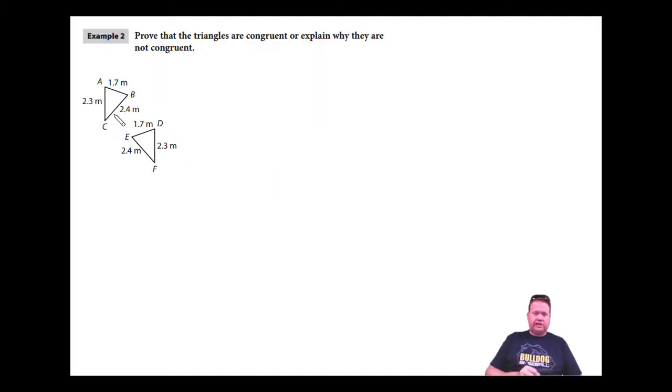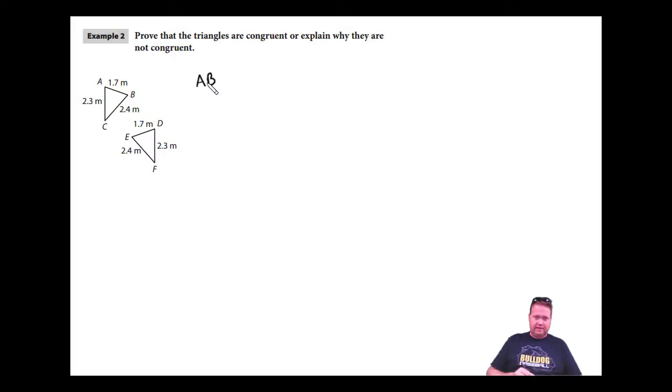Here we're looking at two triangles, and we don't have any tick marks to show us what's congruent, but we do have side lengths, and the first thing I notice is that I see 1.7s, I see 2.3s, and I see 2.4s. So I do have three pair of sides. So these triangles are congruent. Let's go ahead and make some statements.